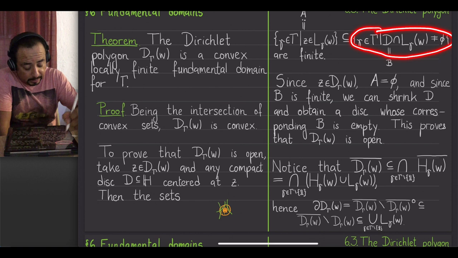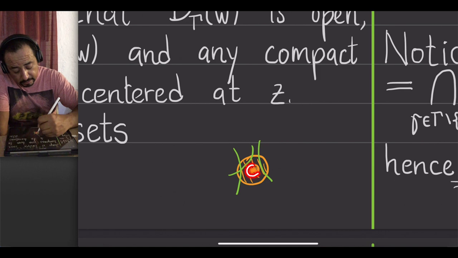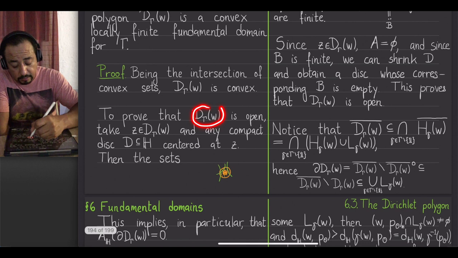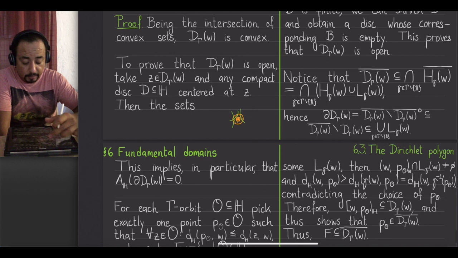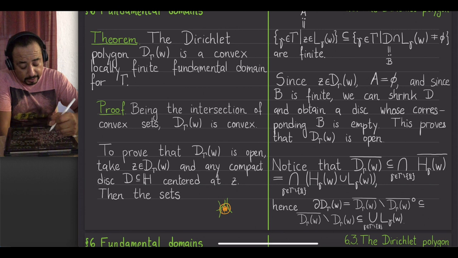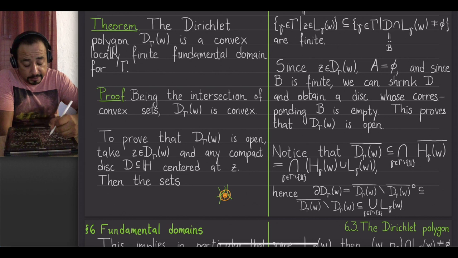Okay, but so you see, Z is in D, and this one doesn't intersect any of the bisectors, so all of it must be contained in the Dirichlet polygon. Because otherwise, if there were some point not in the Dirichlet polygon, then the shortest curve should cross one of the bisectors. But it crosses none. This way we see that this smaller compact disk is fully contained in the Dirichlet polygon. So the Dirichlet polygon is open.